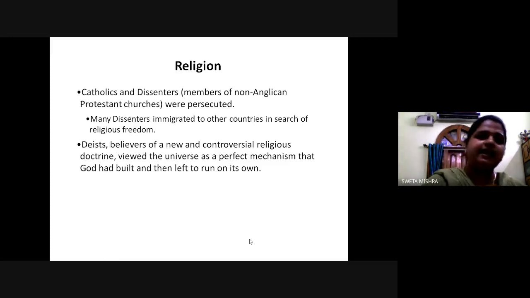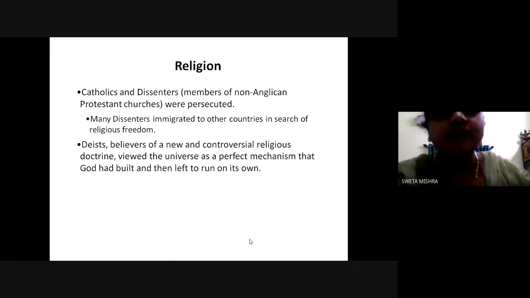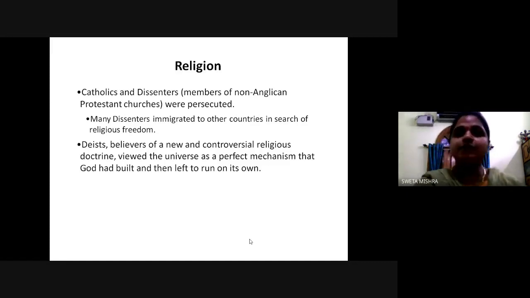So we can say that during this point of time, the Church of England really dominated. And because it dominated, the other groups suffered a lot. They lost their identity, like the Catholics and the dissenters. Deists, which means believers of new and controversial religious doctrine, they were known as deists. They were the new believers. And what was this doctrine?